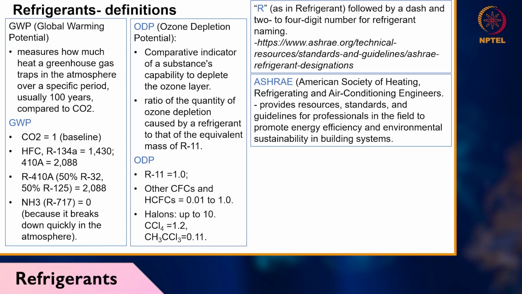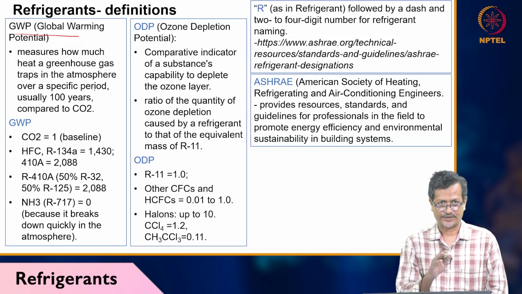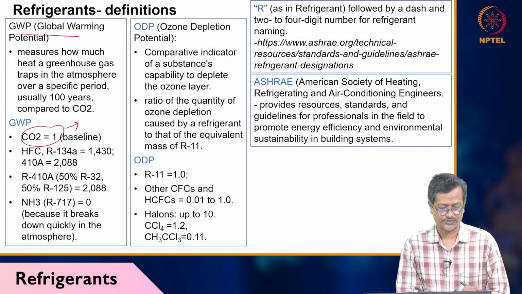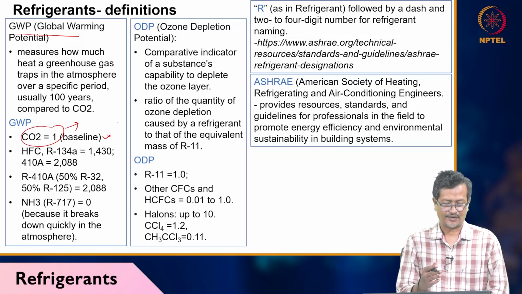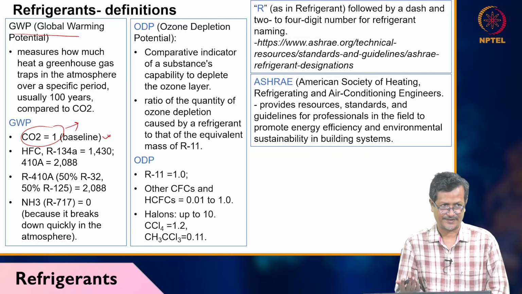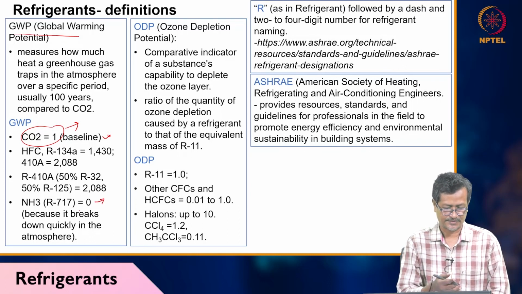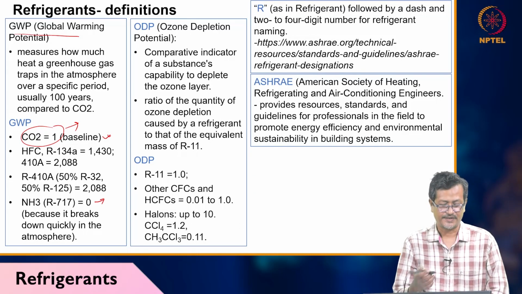Now see these refrigerant definitions. Global warming potential, or GWP, is a measurement of how much heat a greenhouse gas traps in the atmosphere over a specific period, usually 100 years, compared with respect to carbon dioxide. So carbon dioxide is given 1 as the global warming potential. This is the baseline, so other refrigerants normally have more than that. Ammonia will have 0. Non-halocarbon refrigerants will have 0. For example, water is not a greenhouse gas, so water will have a 0 value.